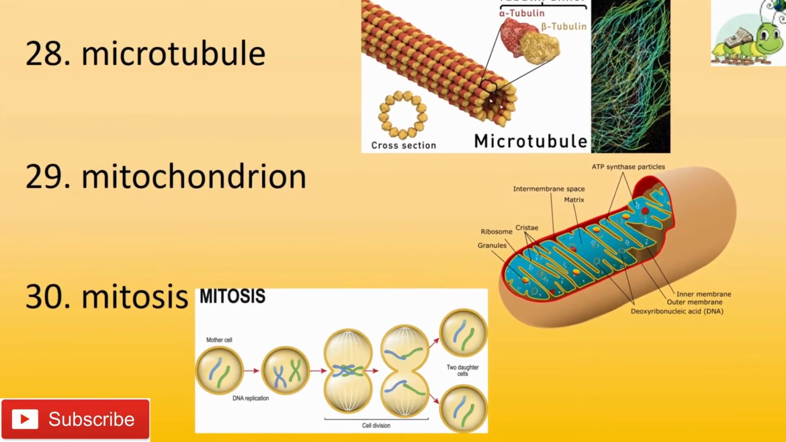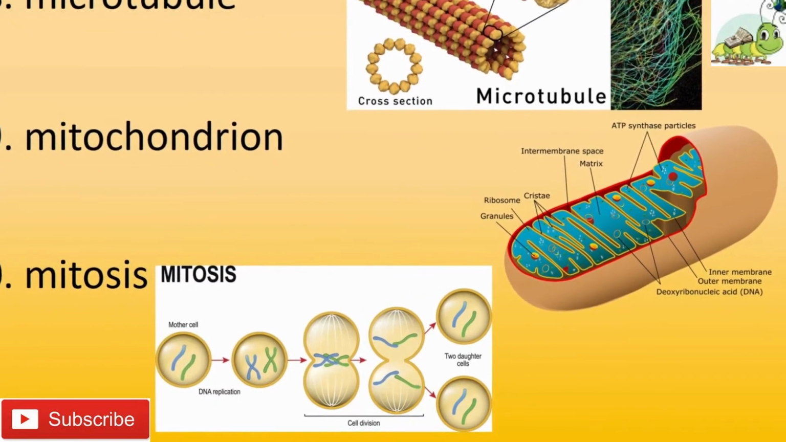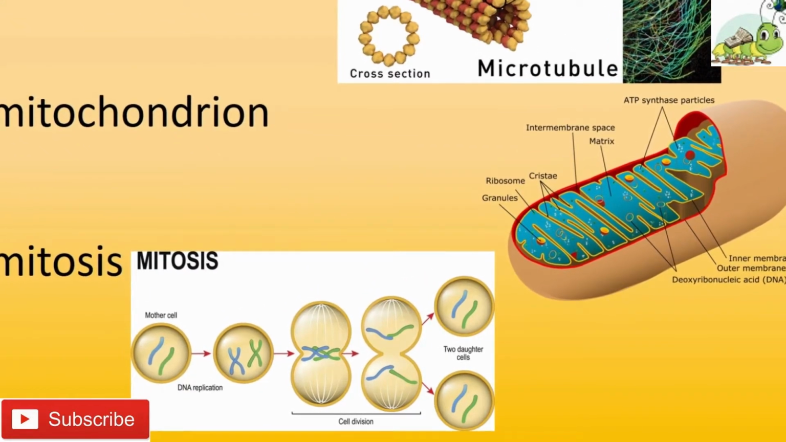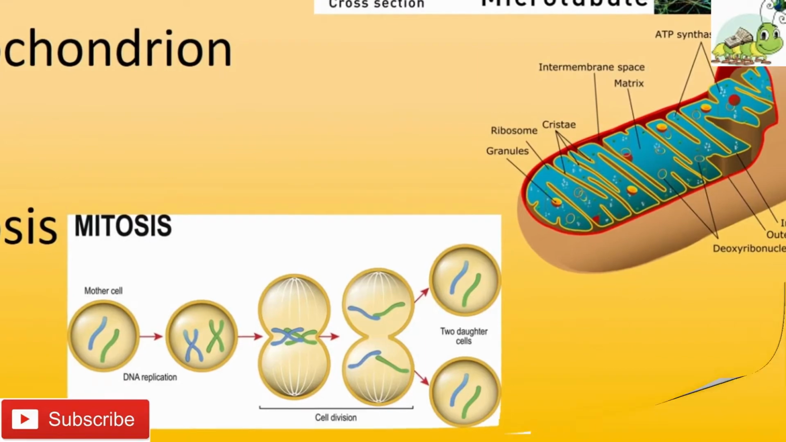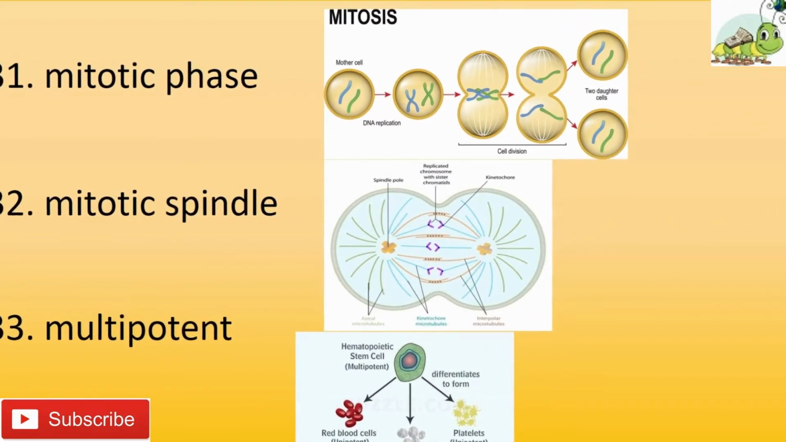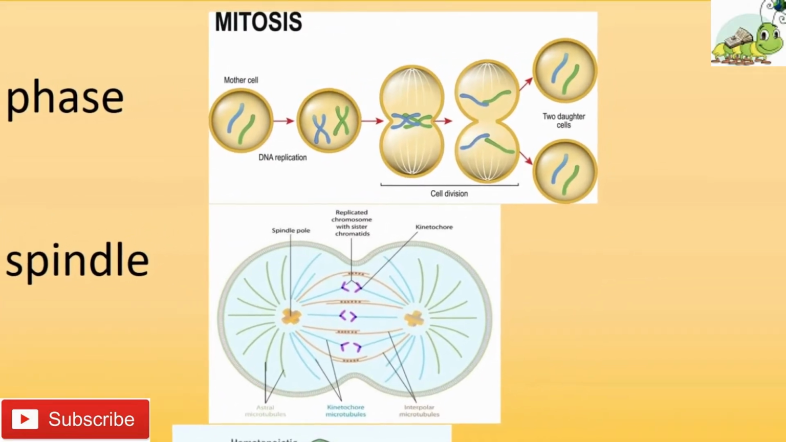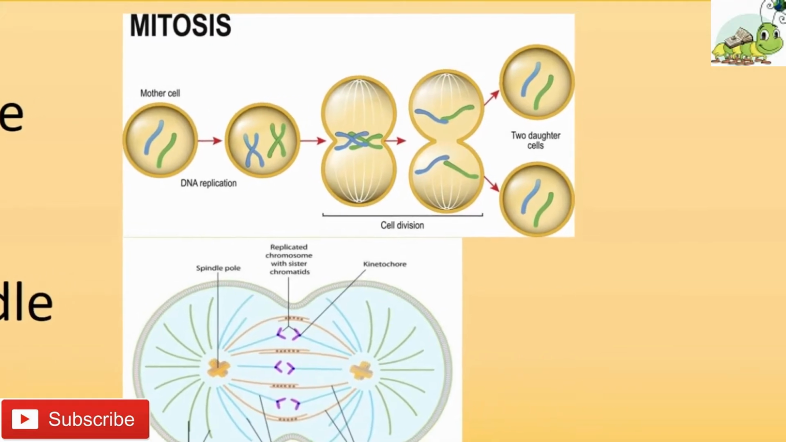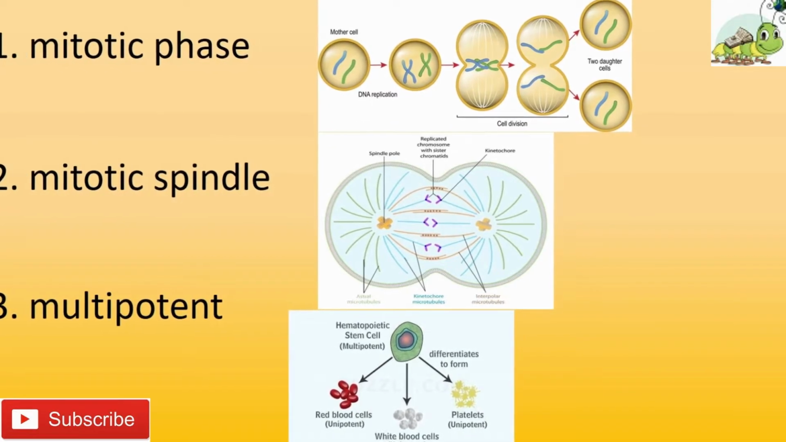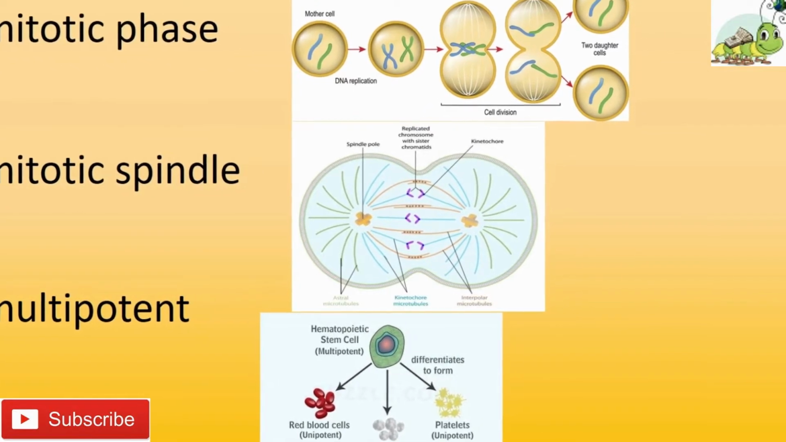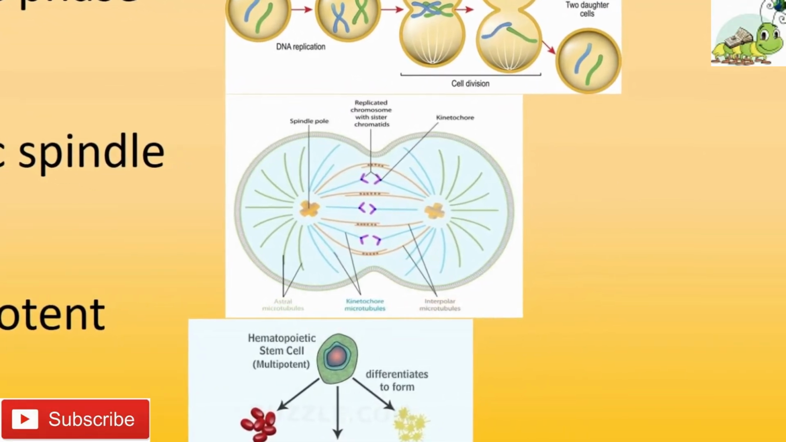Point number 30. Mitosis. The division of genetic material during which the cell nucleus breaks down and two new fully functional nuclei are formed. Point number 31. The mitotic phase. Phase of the cell cycle in which a cell undergoes mitosis. Point number 32. Mitotic spindle. Network of microtubules originating from centrioles that arranges and pulls apart chromosomes during mitosis.